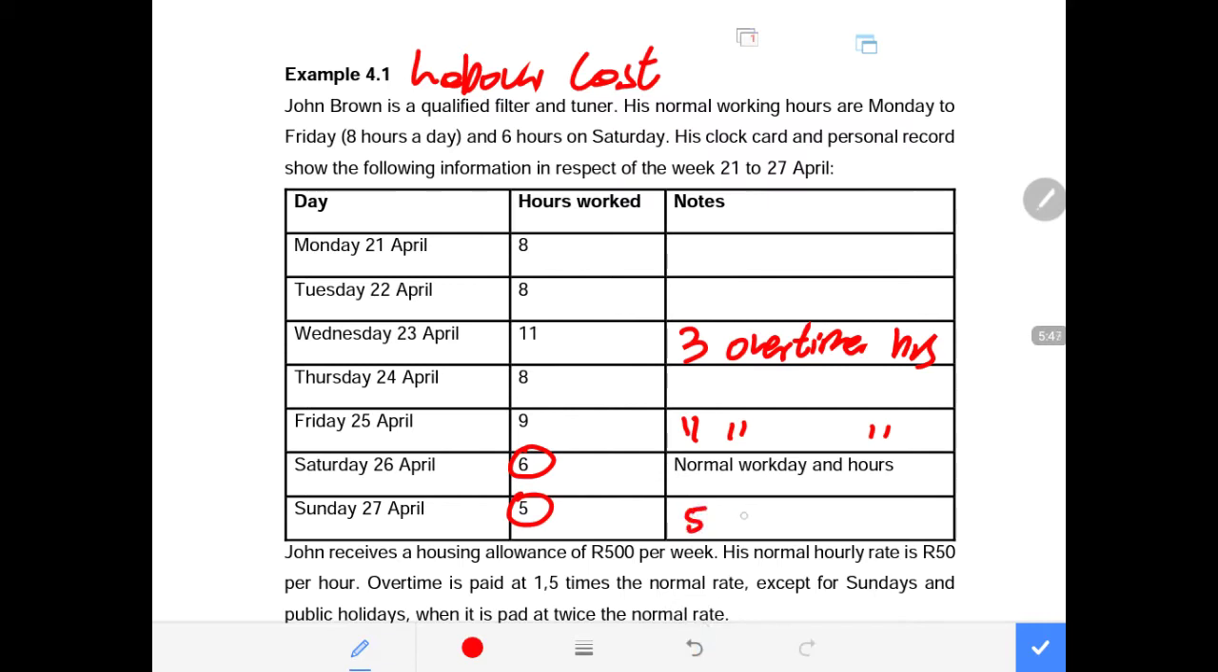So now we can say that this is overtime, but we don't know if it will be double pay or not. It could be double pay. Then if it's double pay, we'll have to account for that. So far, we don't know how Sunday is treated, how the employee is paid when they work on Sunday, which is not the normal working hours.